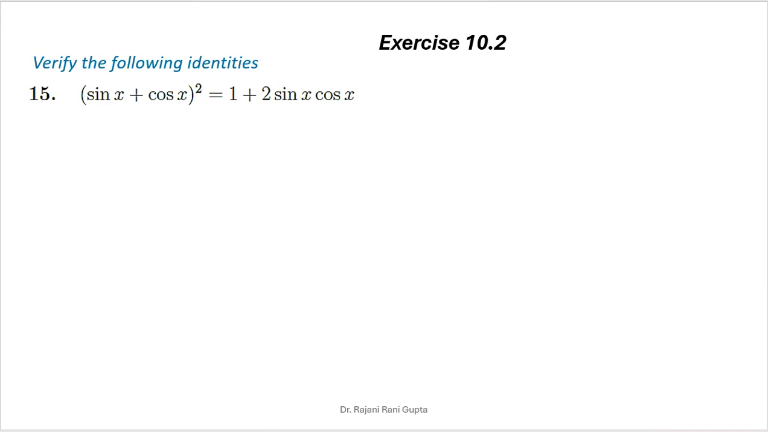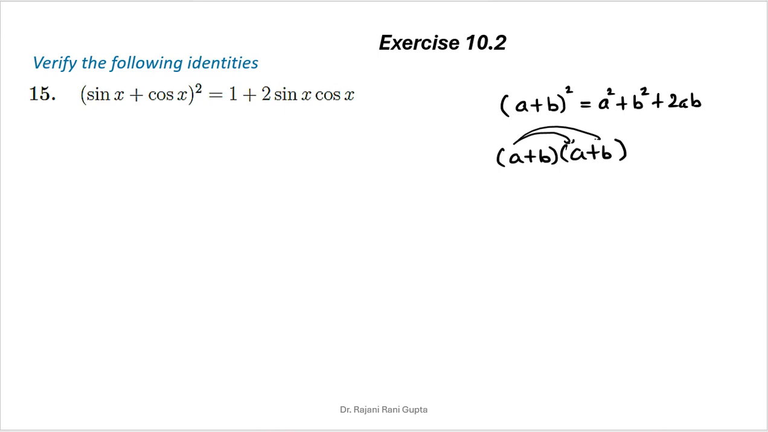Let's see one more. Here you have (sin x plus cos x) to the power 2 is equal to 1 plus 2 sin x cos x. If you remember the rule, (a plus b) squared is a squared plus b squared plus 2ab. If you don't remember this rule, you can write (a plus b) squared as (a plus b) times (a plus b), and then multiply. Even if you work with it, you will end up with the same rule. So let's use this rule because you have studied it earlier.